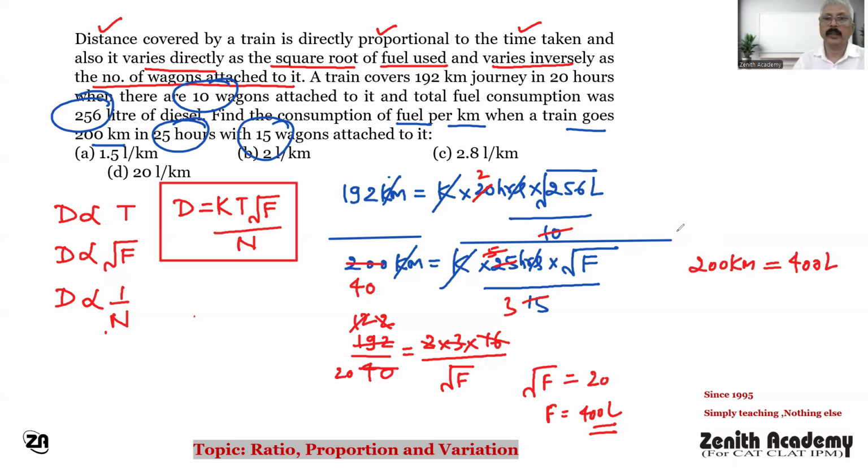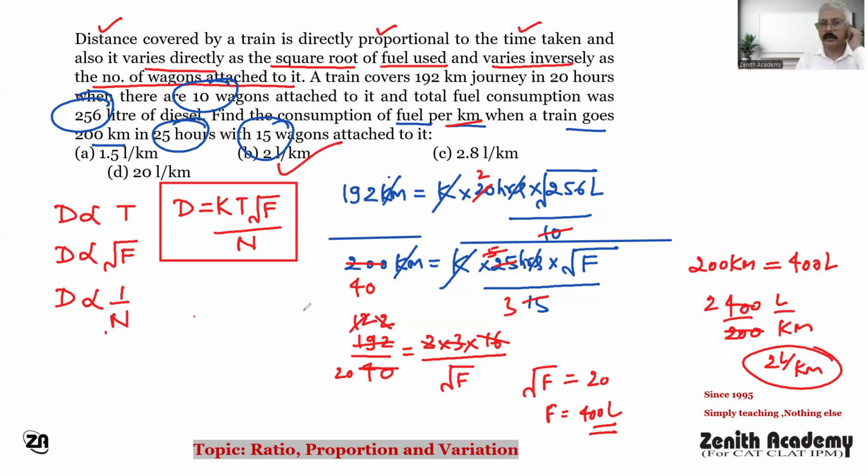So the question is fuel per kilometer. So 400 upon 200 liters per kilometer. Answer is 2 liters per kilometer. This answer is B.